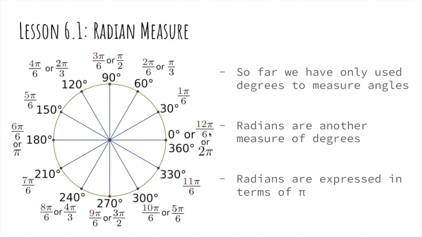So now you get the gist of how to convert radians to degrees and vice versa, using this benchmark of 180 degrees is equal to pi.